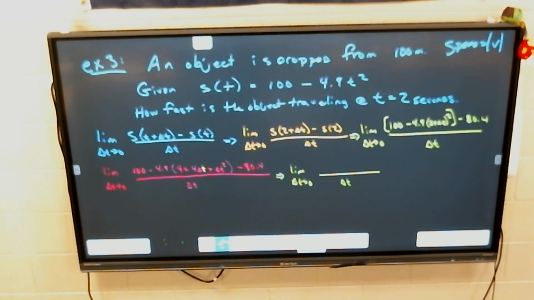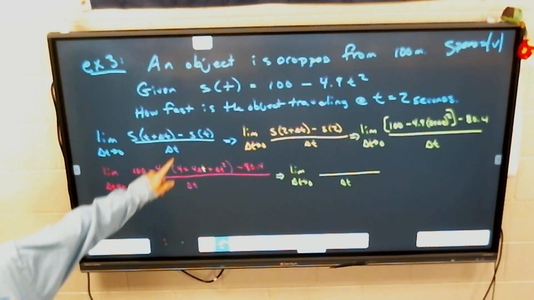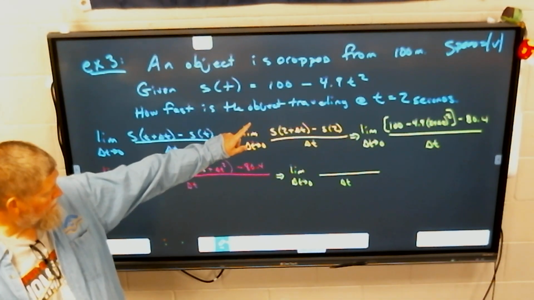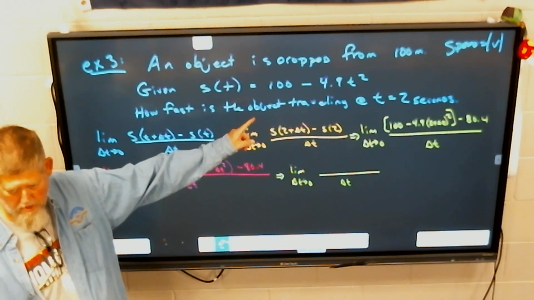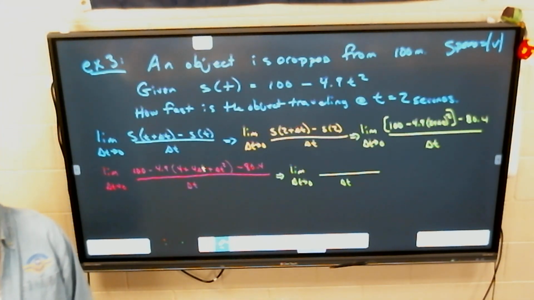What is that? All we're doing is finding the slope. All we want to know is the speed. It's how fast it's traveling, so that's the slope. Is this part of the answer? No.